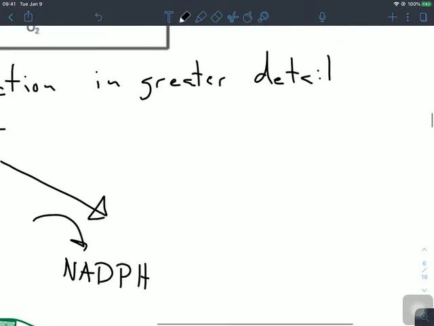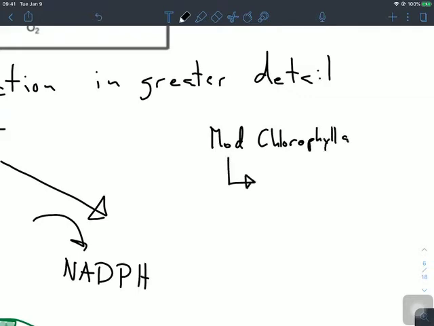They are, in order, modified chlorophyll A. It is a modified chlorophyll A to help this process transfer electrons. So it has the same sequence, it's just post-translationally modified. You can just keep track of it as modified chlorophyll A.